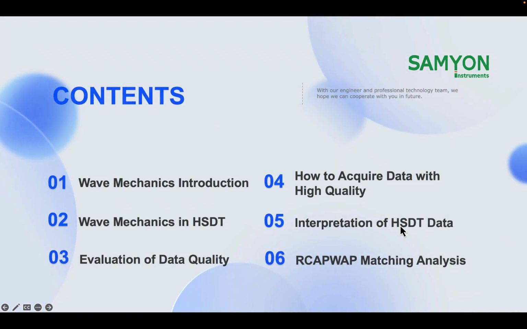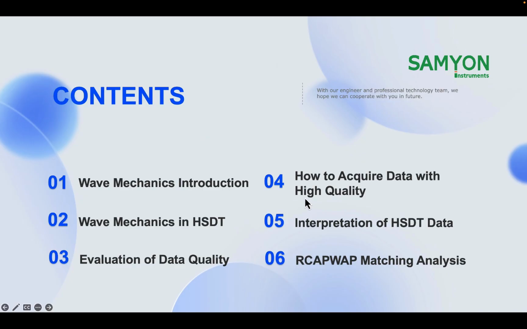This training consists of the following parts. First is the wave mechanics introduction. It is about the basic wave theory. And second, we will introduce the wave mechanics in high-strength dynamic test. And third part, we will tell you how to evaluate the data quality.